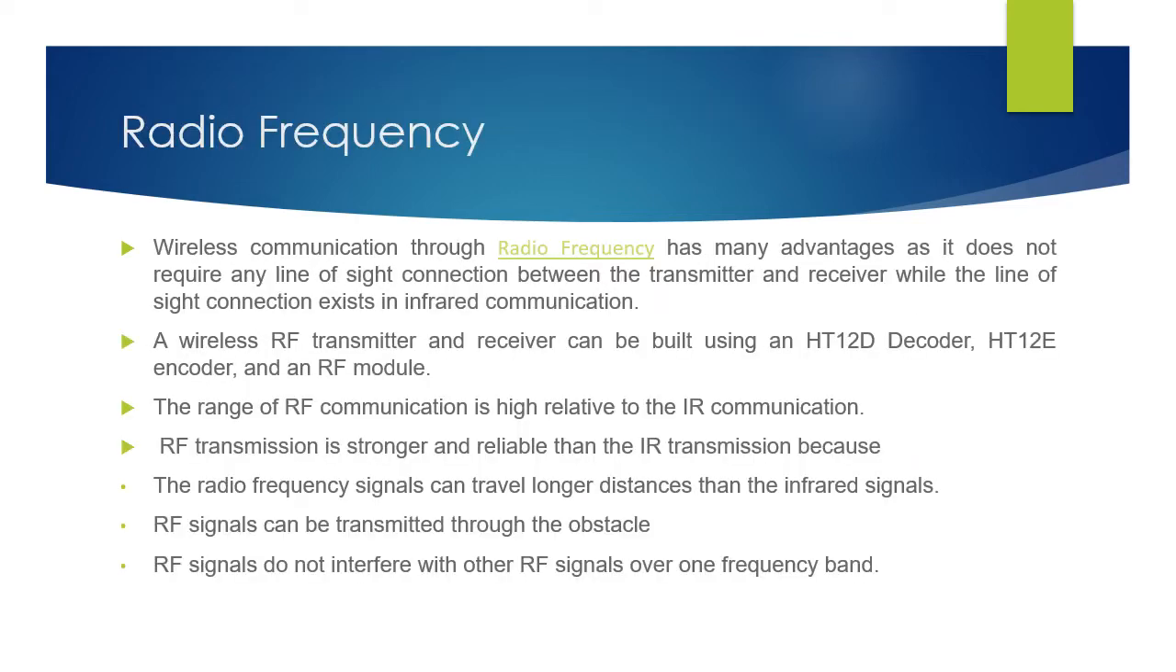Radio frequency. Wireless communication through radio frequency has many advantages as it does not require any line of sight connection between the transmitter and receiver, while the line of sight connection exists in infrared communication. The range of radio frequency communication is very high related to the infrared communication. Radio frequency signals can be transmitted through the obstacle, and it does not interfere with other RF signals over one frequency band. That is the main advantage of radio frequency communication.